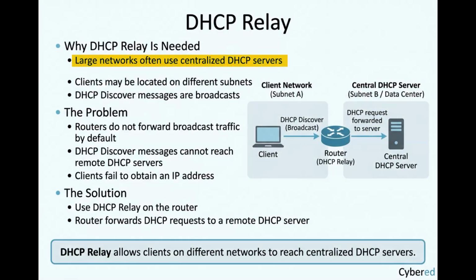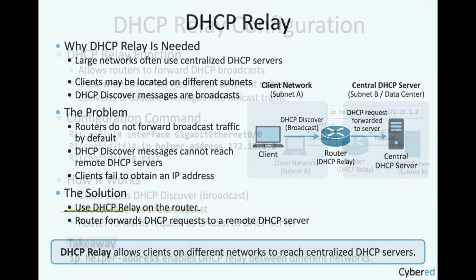In large organizations, servers such as DHCP, DNS, and file servers are often located in a central data center or a separate subnet. Clients on other networks still need access to these services. When a device connects to a network, it sends a DHCP discover broadcast to locate a DHCP server. However, routers do not forward broadcast traffic by default. If the DHCP server is on another subnet, the router blocks the broadcast, preventing the client from receiving an IP address. To solve this problem, Cisco devices use DHCP Relay.